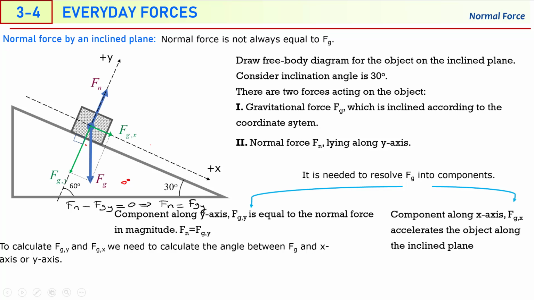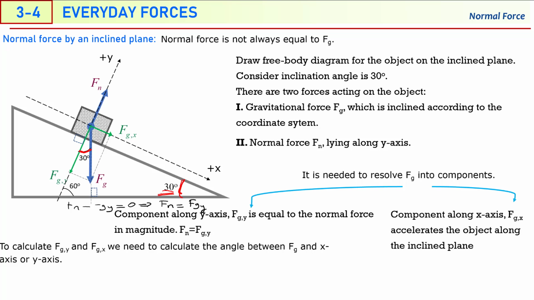Then I am going to draw one more right angle triangle in here. In this right angle triangle, you see that this angle we calculated is 60. This is 90. Then how much is that angle? The sum of this angle and 60 must be equal to 90, so this angle must be equal to 30. This is always correct for an object on an inclined plane. Whatever the inclination angle is, the angle between the gravitational force and the y-axis will always be equal to this angle, 30 degrees.